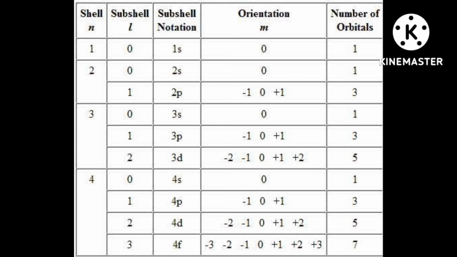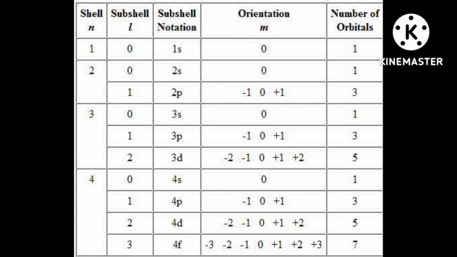In the same way, if L is equal to 3, then you will get 2 into 3 plus 1, that is 7 values. You can write them like this: minus 3, minus 2, minus 1, then 0, then plus 1, plus 2, plus 3. Total 7. L is equal to 3 means m has 7 values.